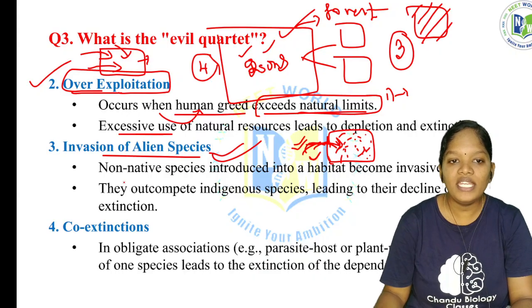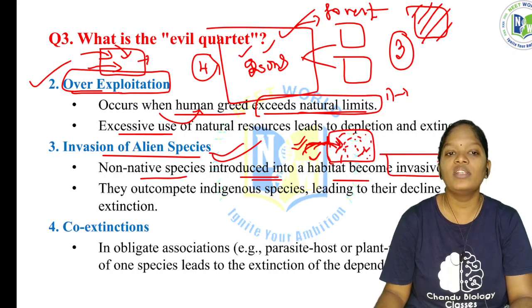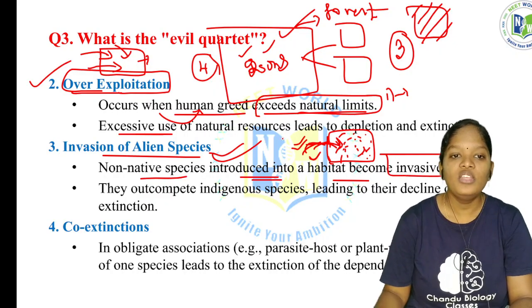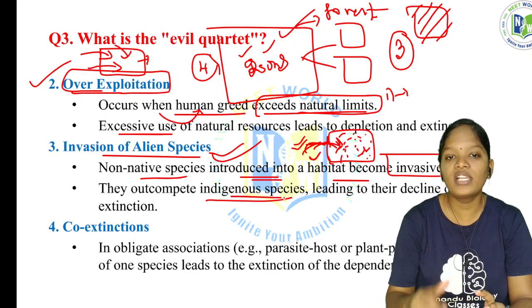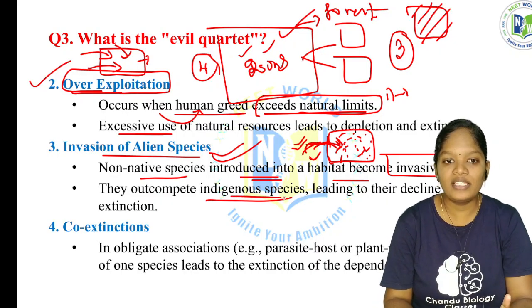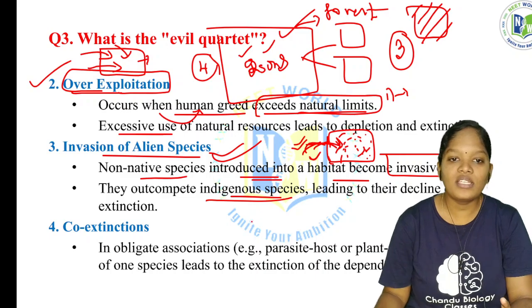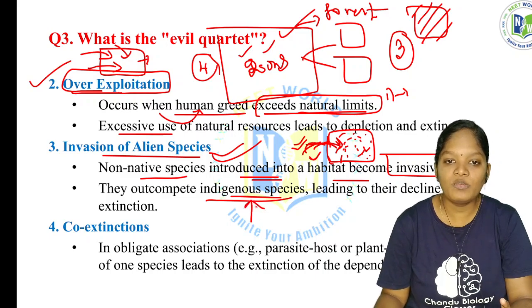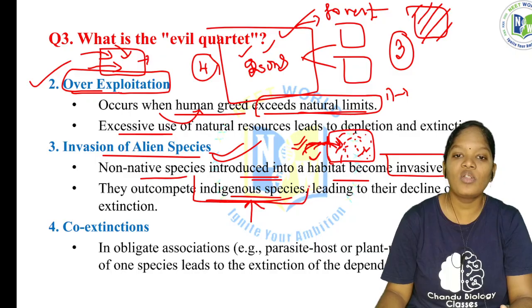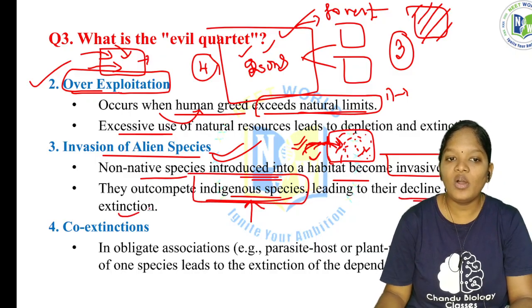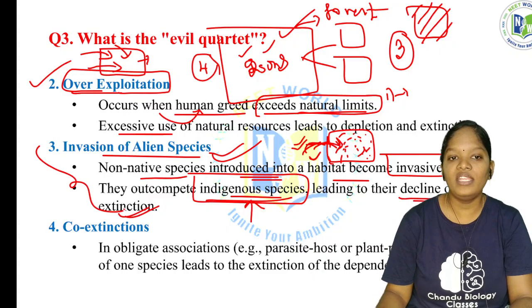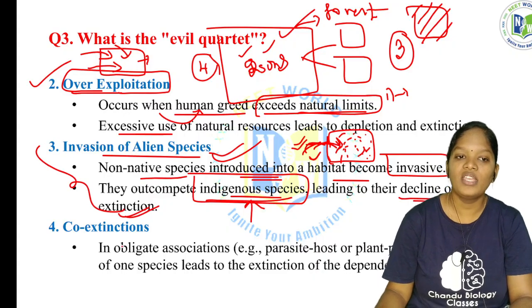So the non-native species introduced into the habitat becomes invasive. This is called an invasive species. They outcompete the indigenous species, which means the species already living there. This leads to decline or extinction. So this is the invasion of alien species.